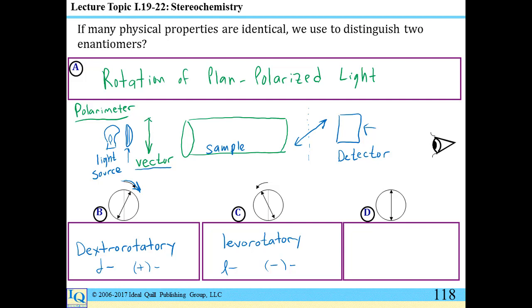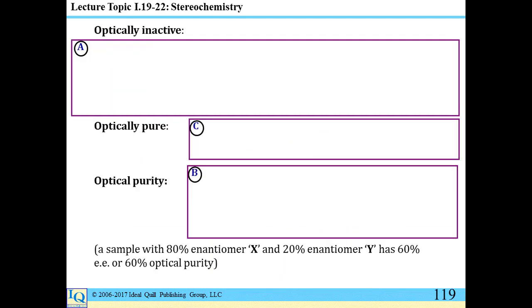of it. If a sample does not rotate the plane polarized light at all, the sample may simply be an achiral molecule, or it could be a 50-50 mix of enantiomers whose rotation of the plane polarized light cancel one another out. Because of how enantiomers are differentiated, we have some vocabulary to learn associated with this. For example, a sample is called optically inactive if it does not rotate plane polarized light.